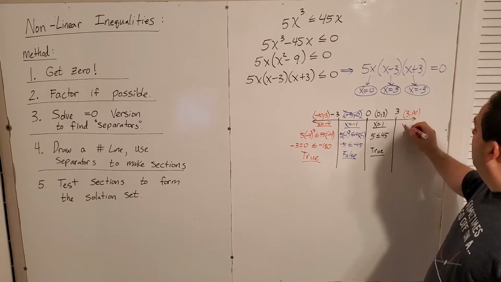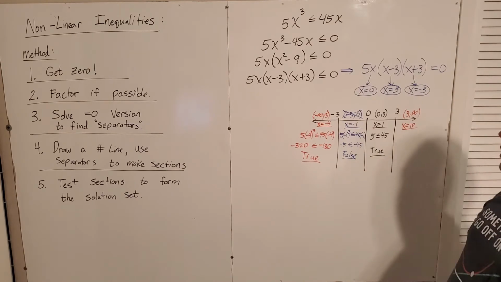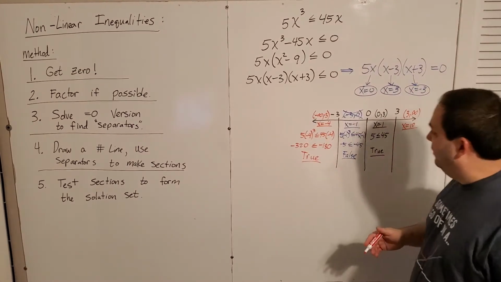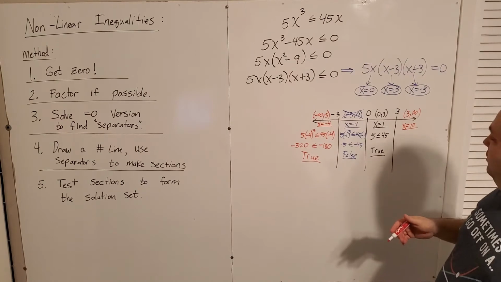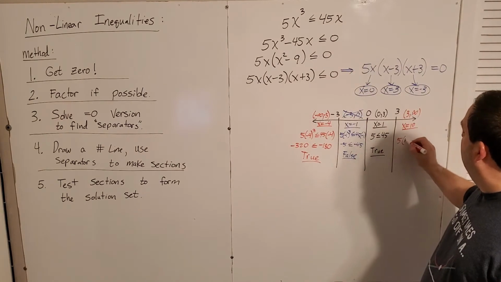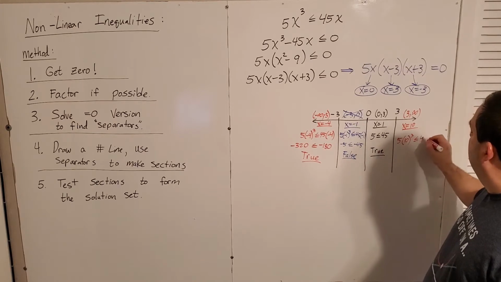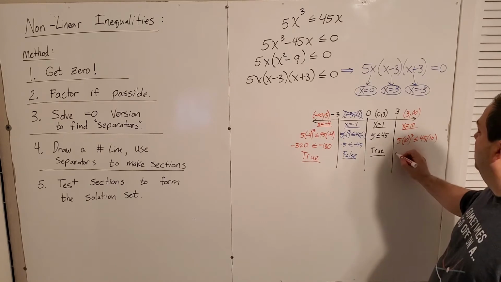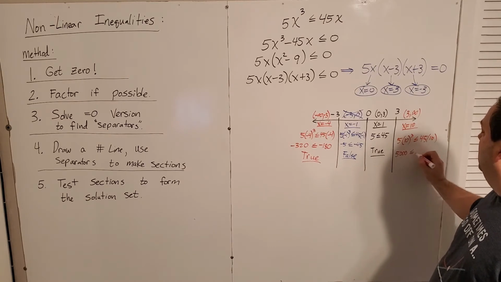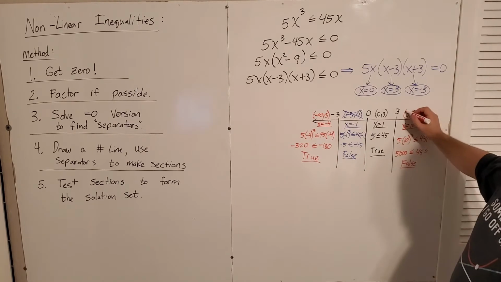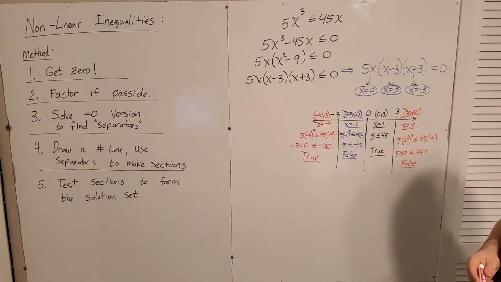So maybe I'll pick x equals 10. 10's easy to plug in. I probably should have done negative 10 over here, but it doesn't really matter as long as you pick a number in the interval. So in this case, 5 times 10 cubed less than or equal to 45 times 10. 10 cubed is 1,000, so this is 5,000 less than or equal to 450, which is completely false. So I won't be using this interval either.